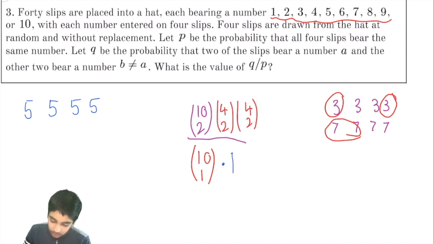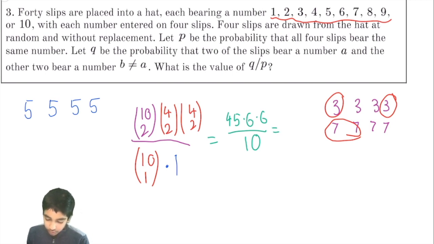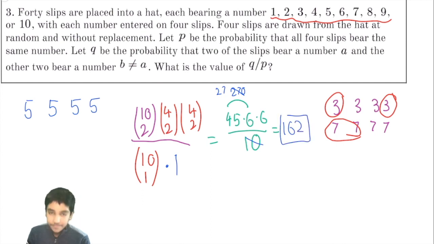So our answer is just going to be equal to this quantity, which is 10 choose 2, which is 45, times 6 times 6, divided by 10. So we know this is going to be 270. And 270 times 6 divided by 10 is just going to be 27. 27 times 6 is 162, the answer. And that is the solution for this problem.